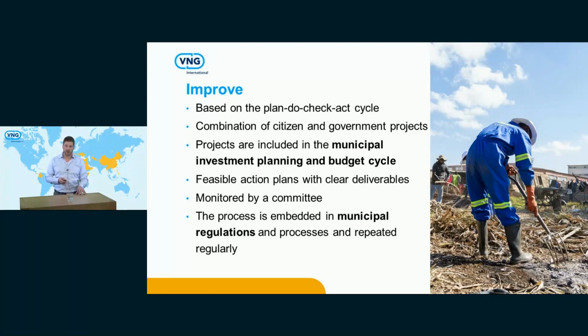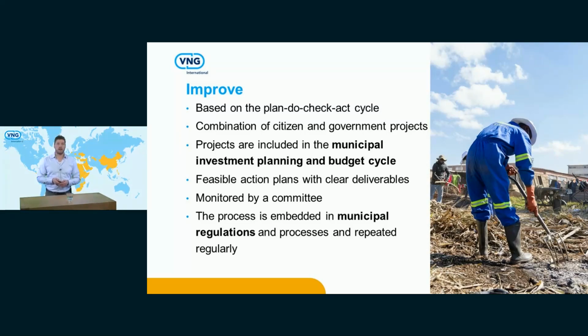This is usually with VNG projects, it's a combination of both citizen and government projects. So in many cases, they're projects that can be done by the citizens themselves. If we talk about waste disposal or maybe fixing a basic lighting, these are things that can also be done by the citizens themselves, maybe in some kind of a committee. So it's not only focusing on what the local government should do, but we also look at what citizens themselves can do to add to a better living environment.